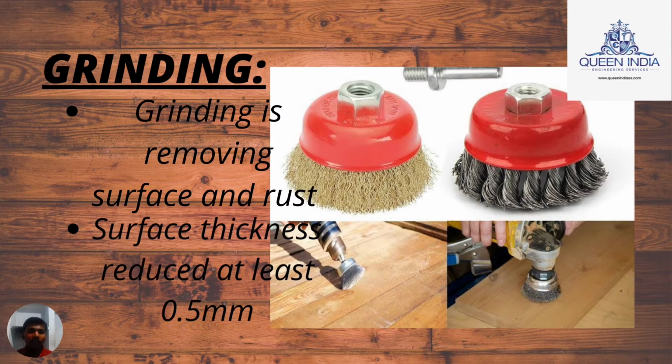Grinding. Grinding is removing surface under rust. Surface thickness is reduced by at least 0.5 mm. This is the picture of grinding.